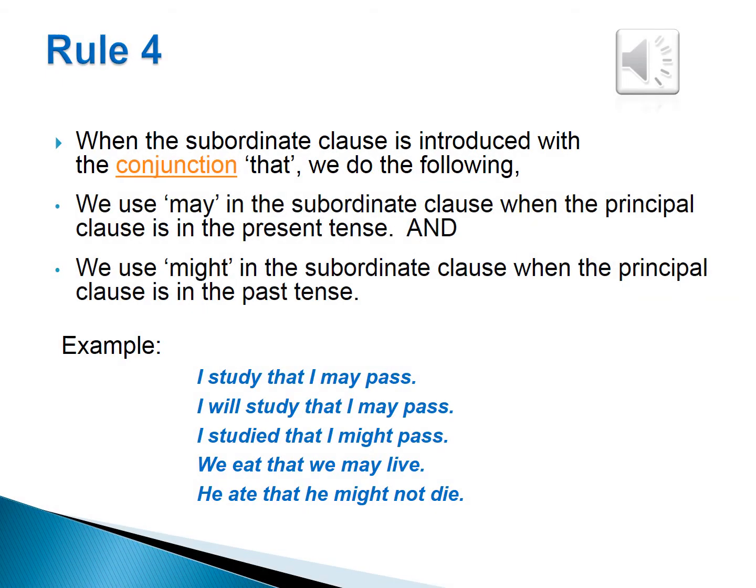Rule number 4. Note that when the main clause is introduced by the conjunction of purpose, the following rules are observed. We use may, M-A-Y, in the subordinate clause when the main clause is in the present tense. And we use might, M-I-G-H-T, in the subordinate clause when the main clause is in the past tense.